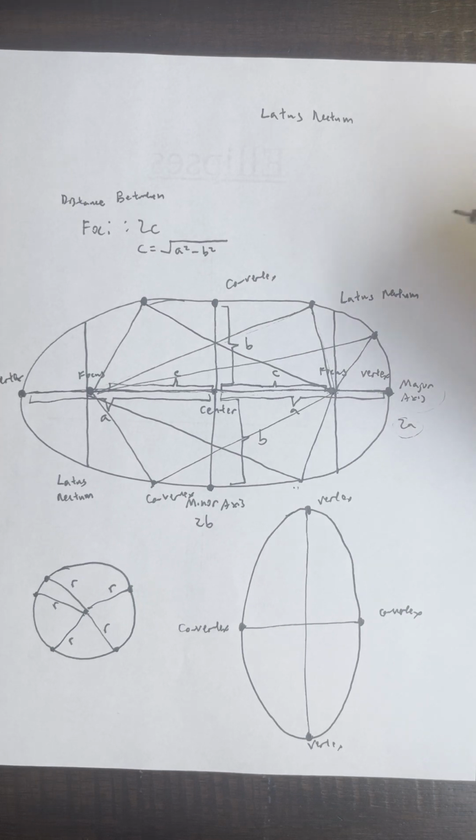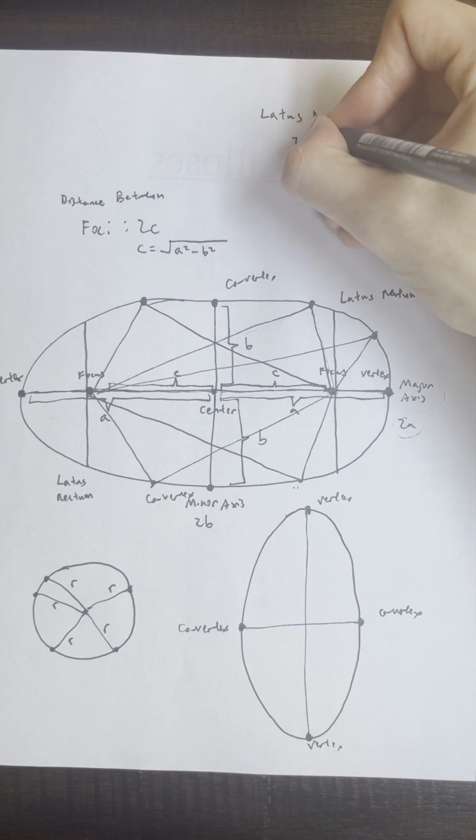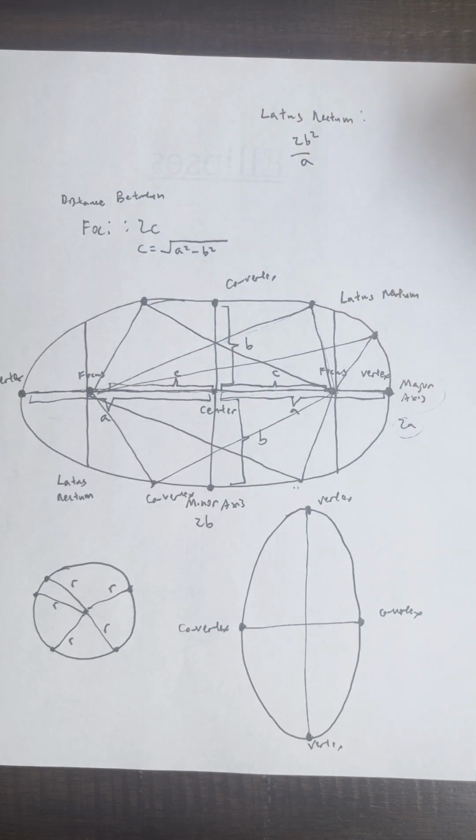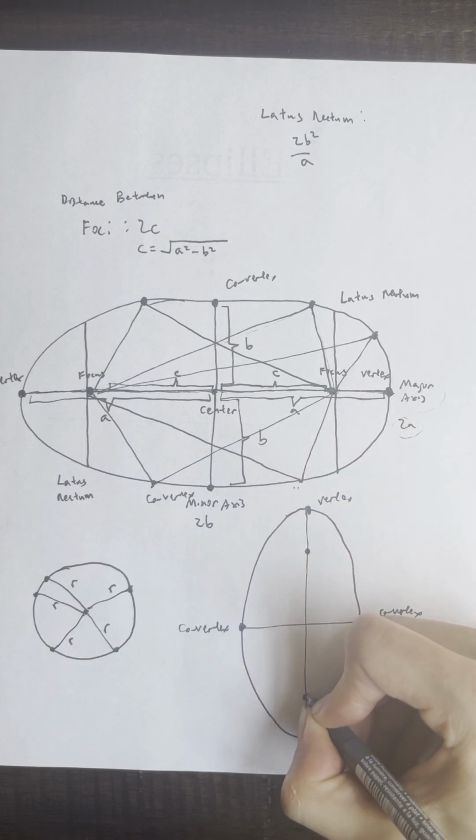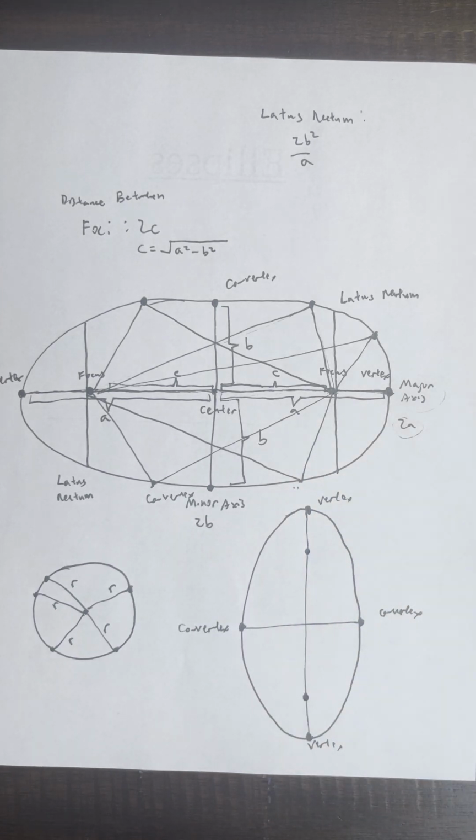Okay. And how long is this? Well, the formula is 2b squared over a. If I were to say that this ellipse had a focus here and here, where would the latus rectums be?